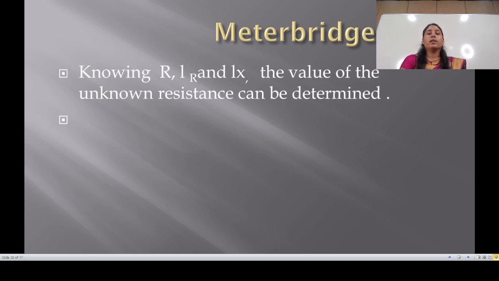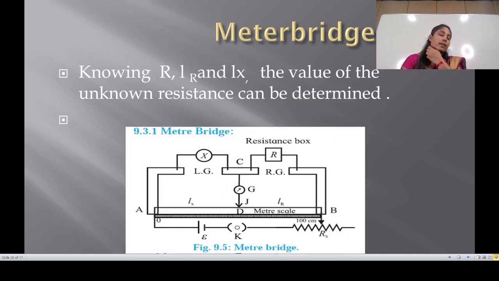Meter bridge. Knowing R, Lx and Lr, the value of the unknown resistance can be determined. Here, this is the experimental arrangement of the meter bridge.